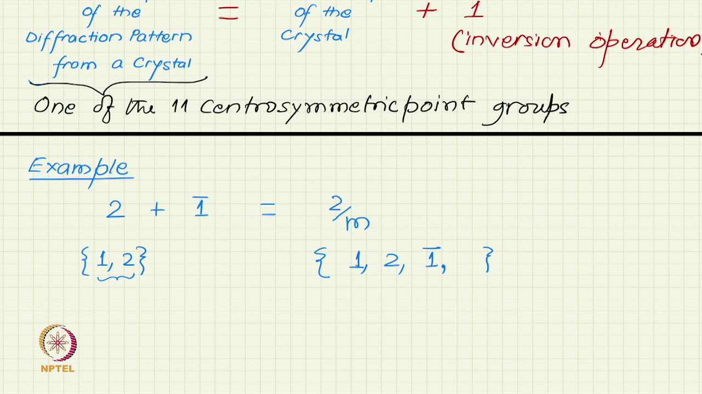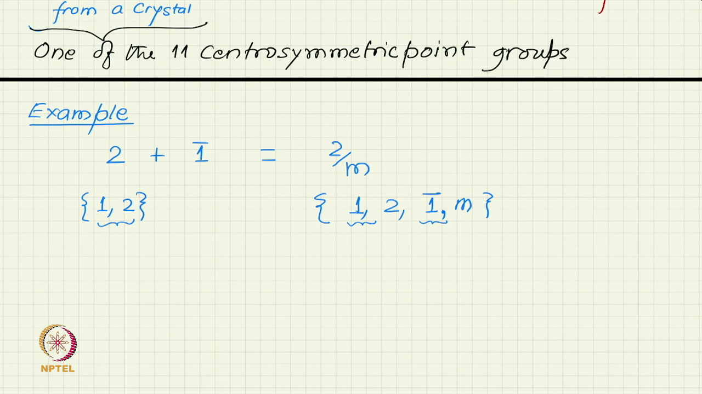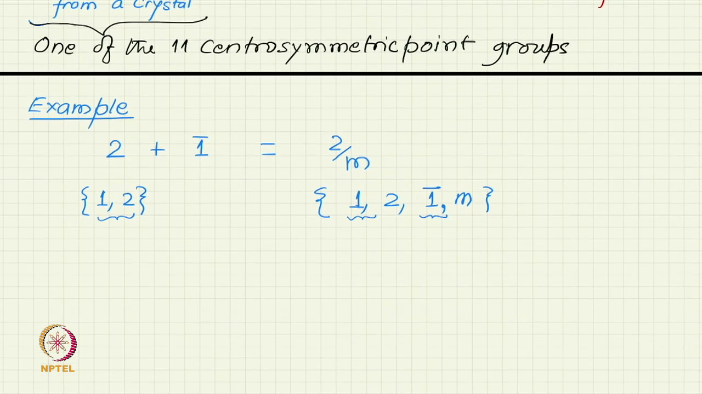So, if it combines with 1, you get 1 bar, but if it combines with 2, as you know, 2 combined with 1 bar is a 2 bar, which is a mirror plane, and that is the mirror plane which is perpendicular to the two-fold axis, and that is why the point group is 2 by m. We saw it stereographically in the last video.